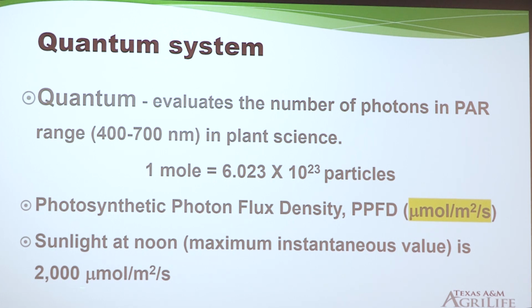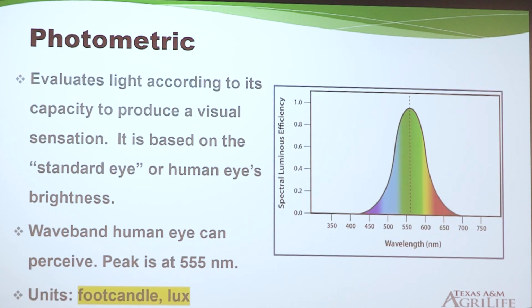Sunlight at noon, the maximum is around 2,000, and of course, depending on location, it may differ slightly. That's the ambient light from the solar radiation.